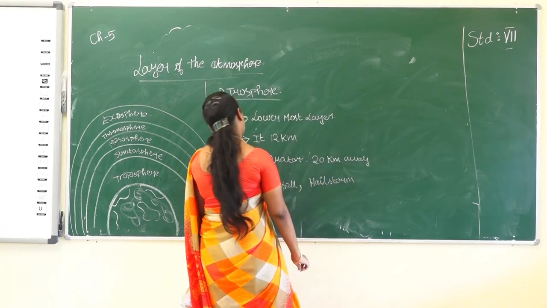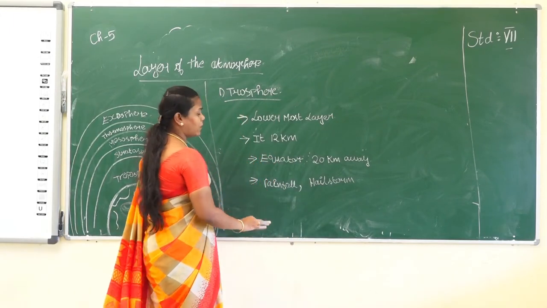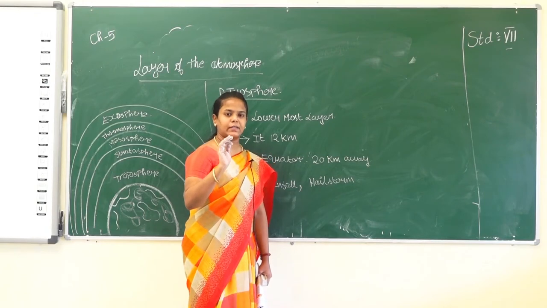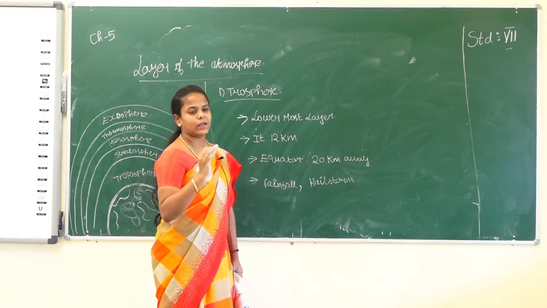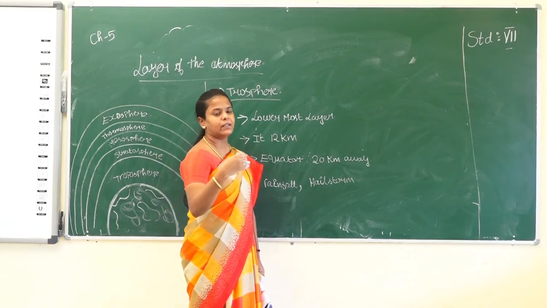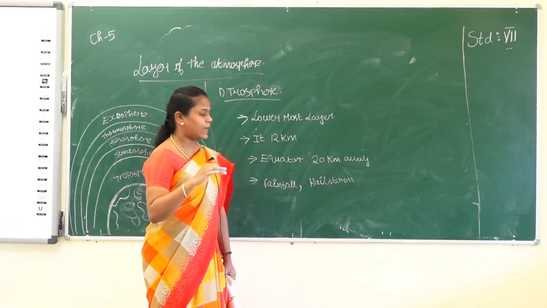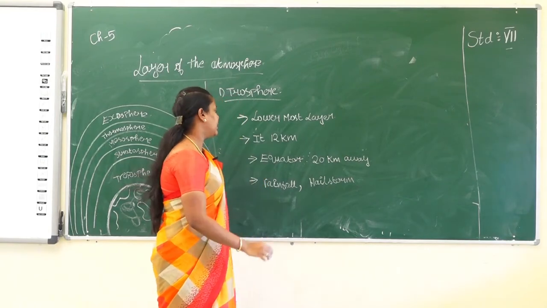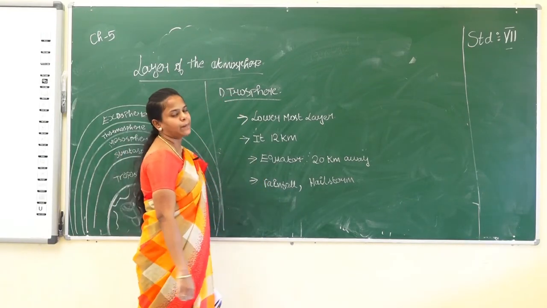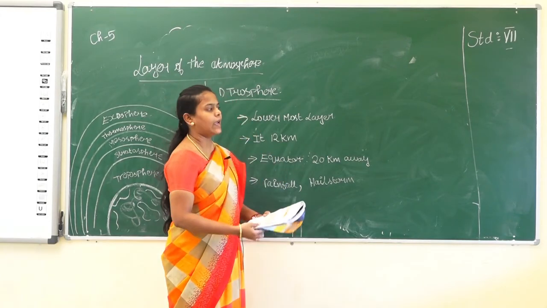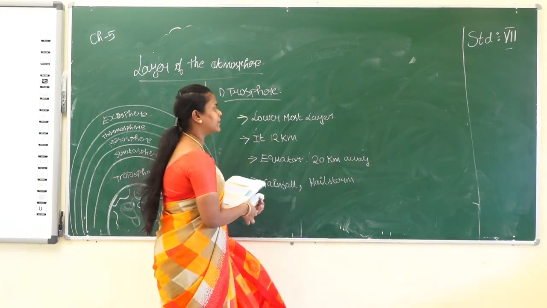These are the things that will occur, right? What do you mean by troposphere? It is the lowest layer of the Earth, just 12 kilometers away from the Earth, and at the equator it is 20 kilometers away. And in this layer, what are the things that happen? It is nothing but rainfall and hailstorms that occur in this layer.